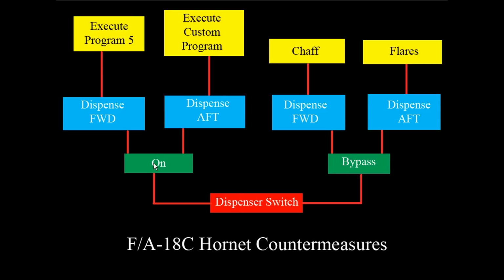When you have the dispenser switch in the on position, again you get dispense forward and dispense aft, but if you press dispense aft, you get to execute a custom program which we will set up, and I will show you how to do that. And if you press dispense forward, the plane will always execute program 5. There is no way to change the fact that it executes program 5. However, you can customize program 5 to your liking. So let's go talk about all this stuff, and then we'll review this again at the end, and this will make a whole lot of sense.